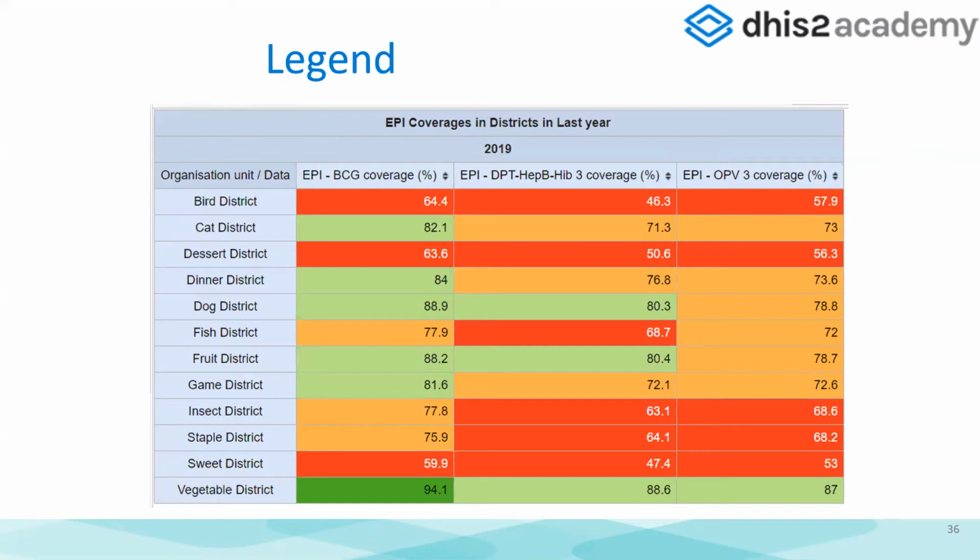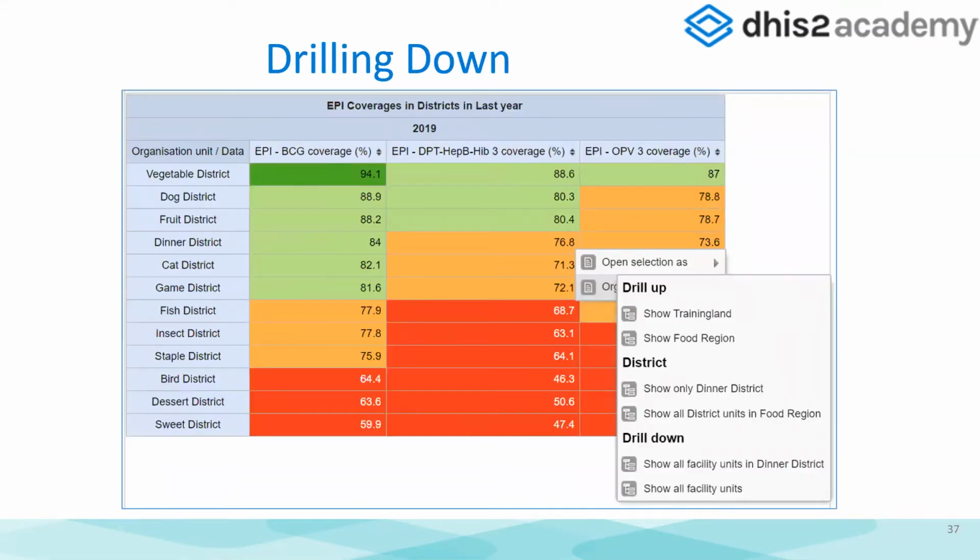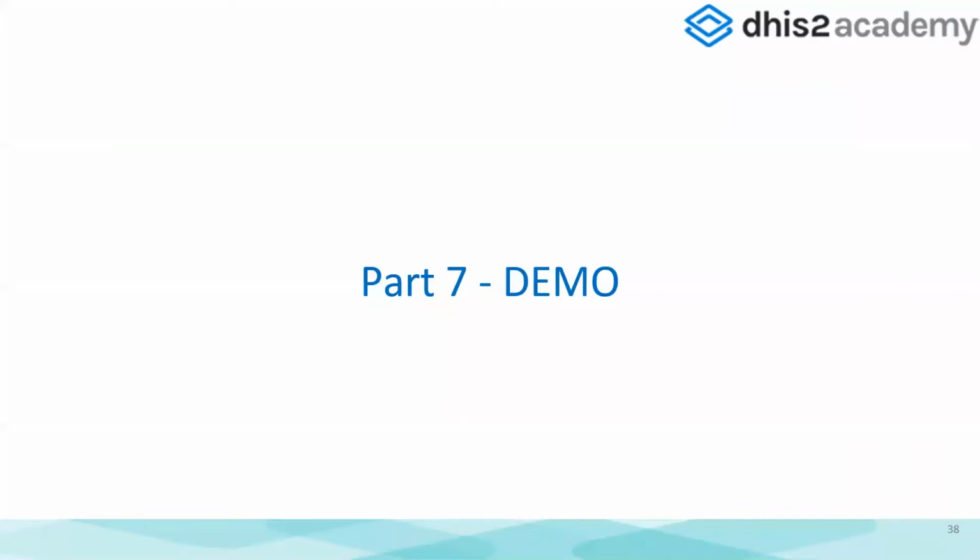The other thing we have to discuss in this part is drilling down. Rather than changing parameters of the pivot table, you can drill up and drill down along the org unit dimension by using this drill up and drill down option. So we are going to discuss these two. Going to the demonstration.